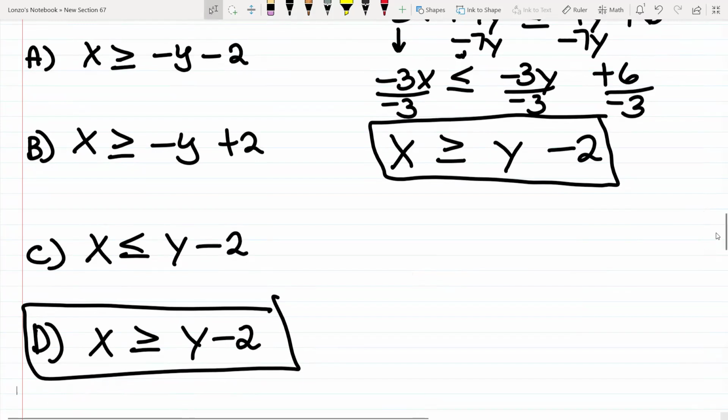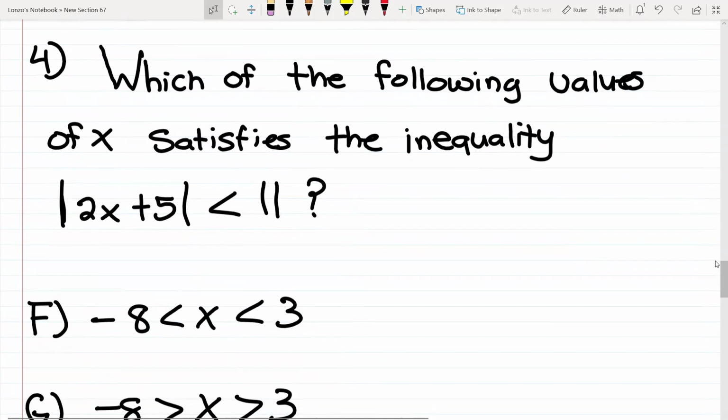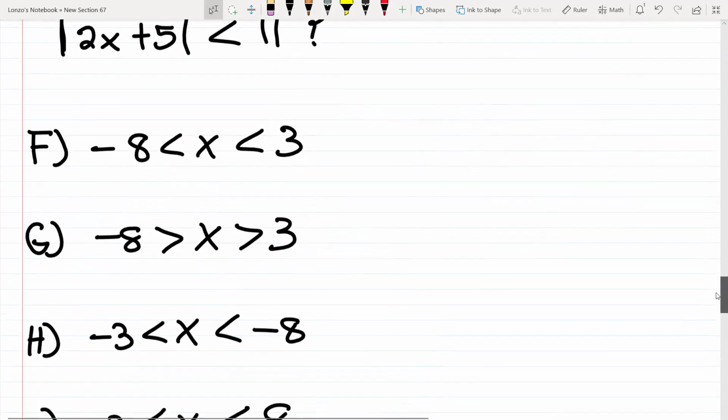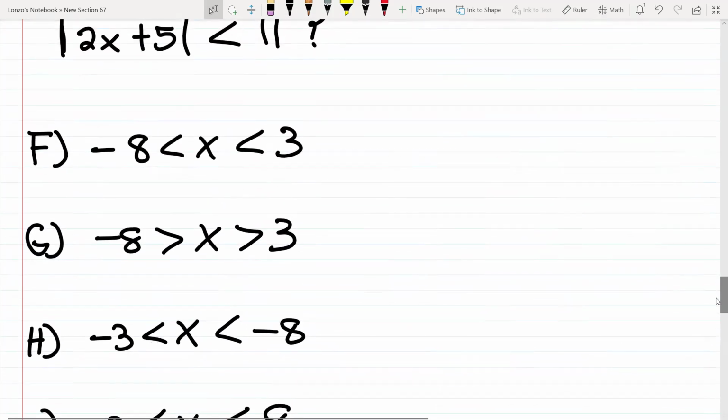Okay, so that was question 3. Let's move on to question 4. Which of the following values of x satisfies the inequality? We have the absolute value of 2x plus 5 is less than 11. Okay, so we're dealing with absolute value, right? If you look at all the choices, the x is right in the center. So that's how we should make our final answer, as x is in the center.